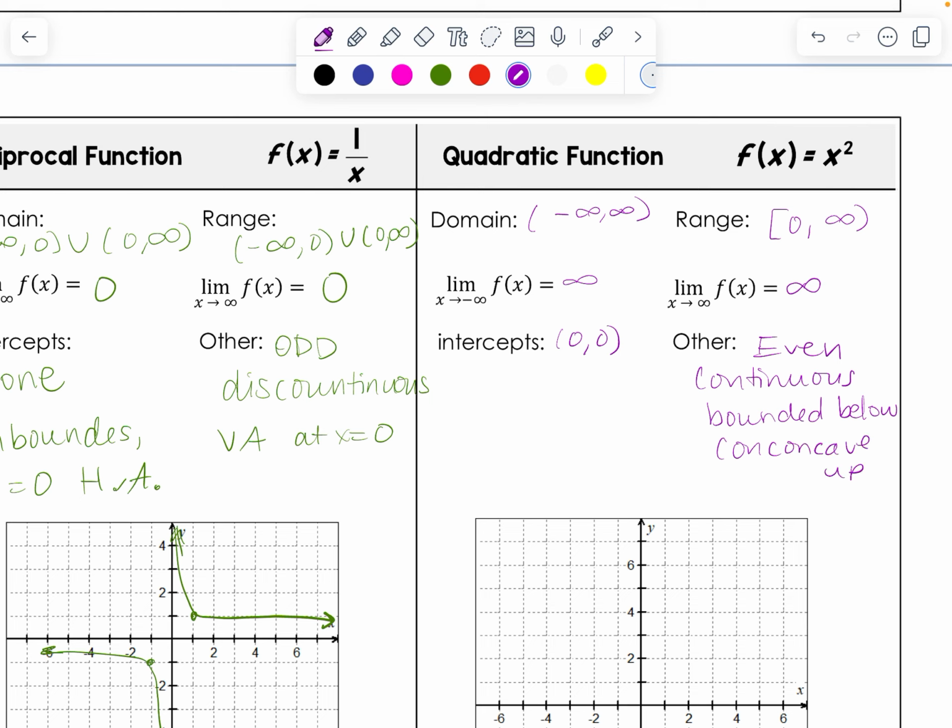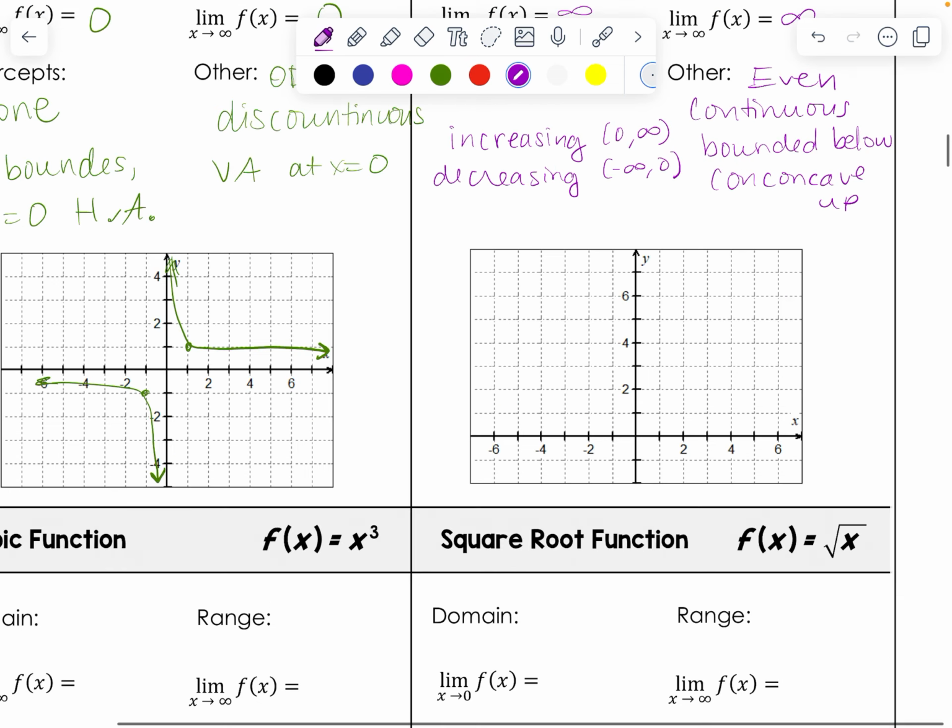It's increasing from 0 to infinity, and it's decreasing from negative infinity to 0. And our graph, as you know, starts at 0, 0, and it looks something like this.